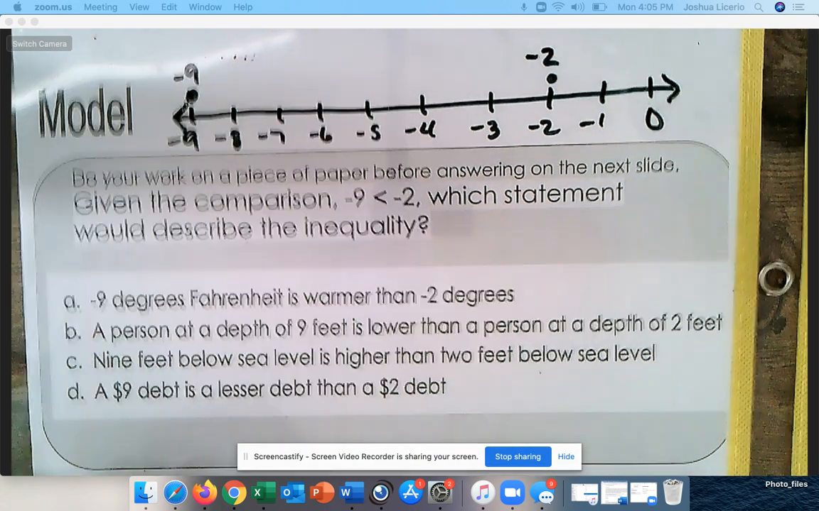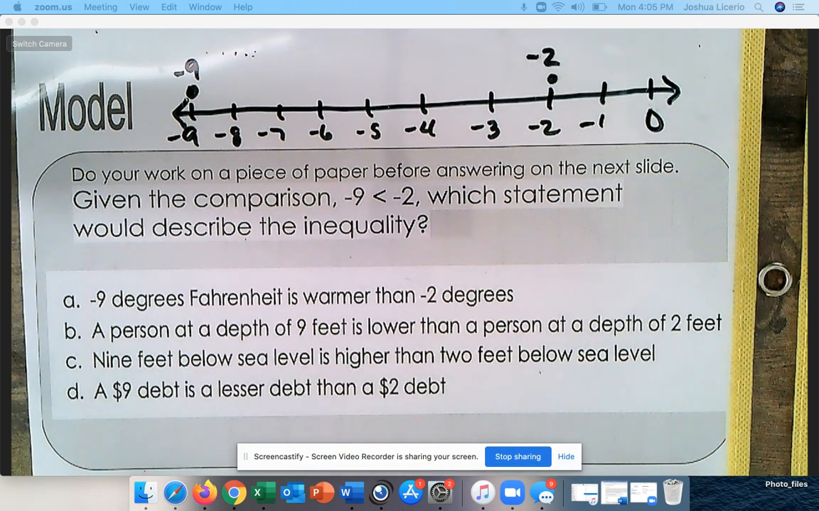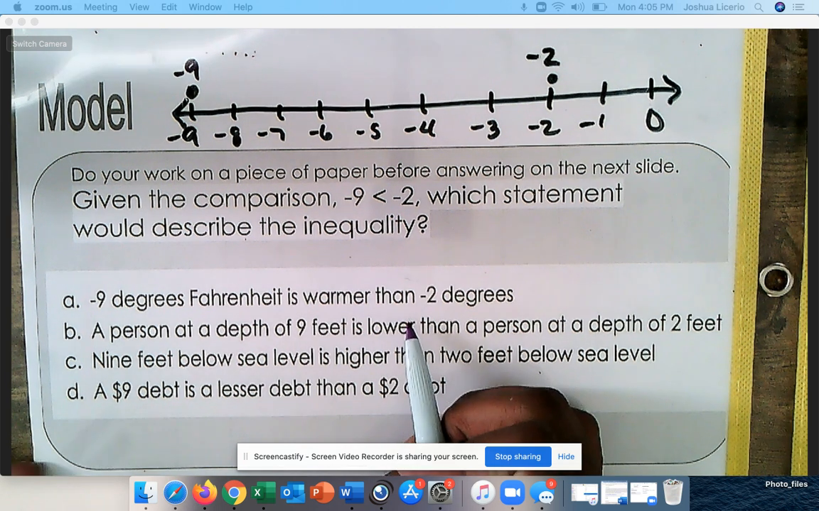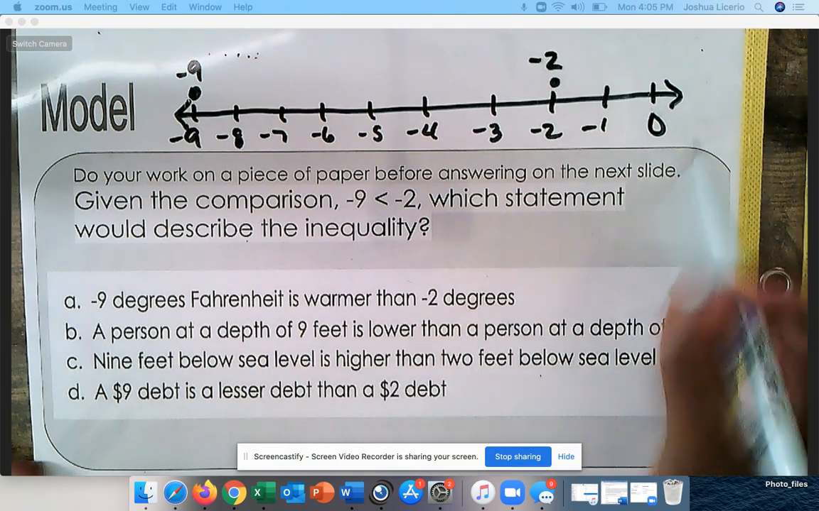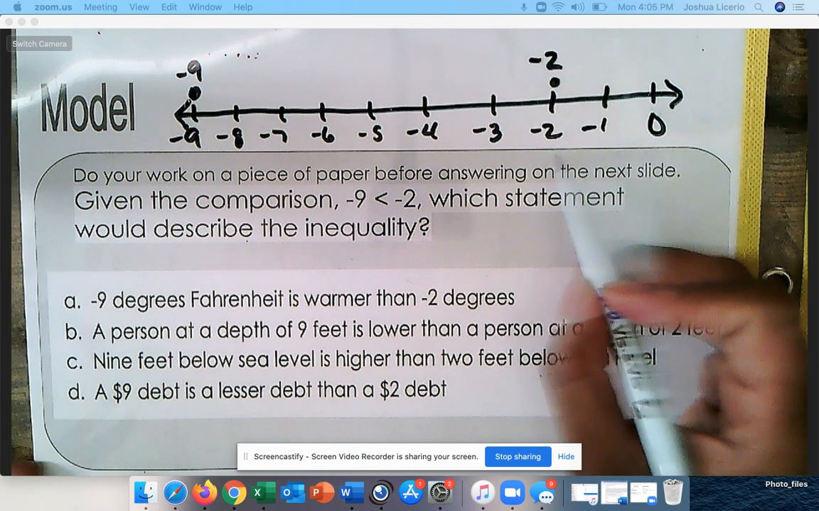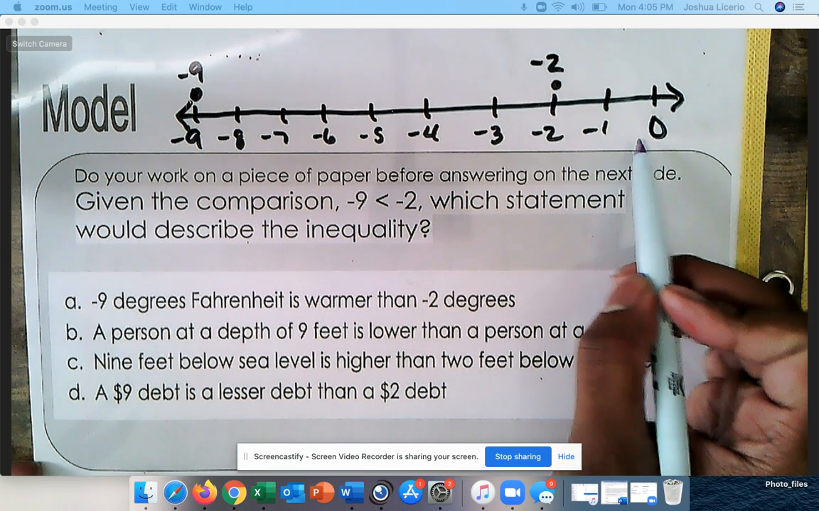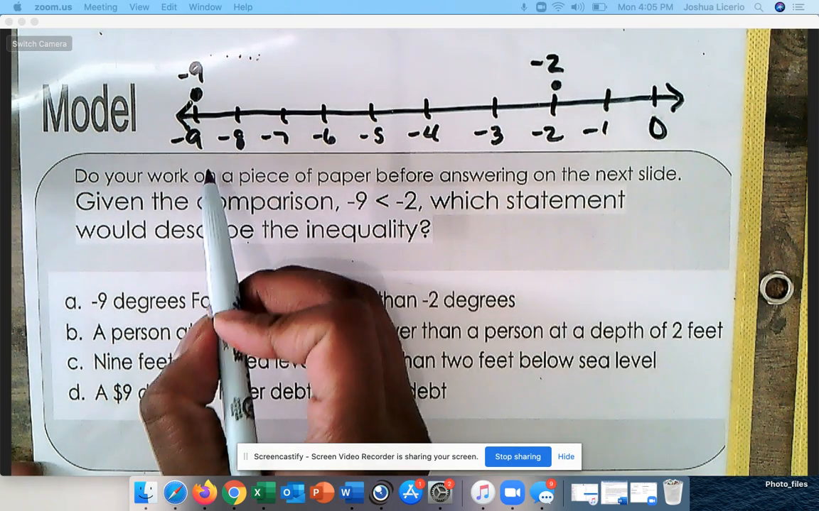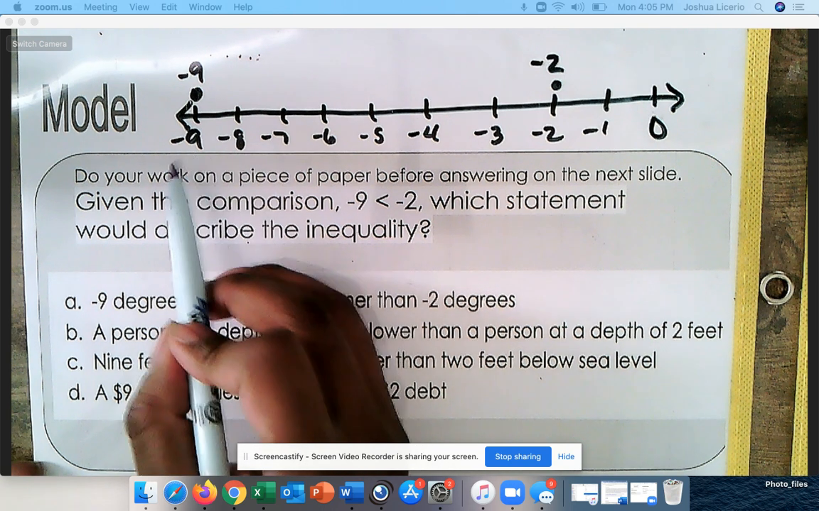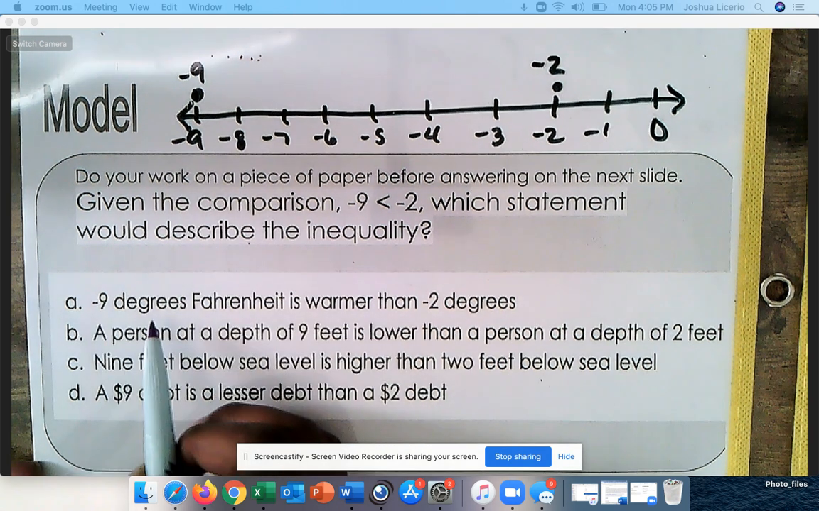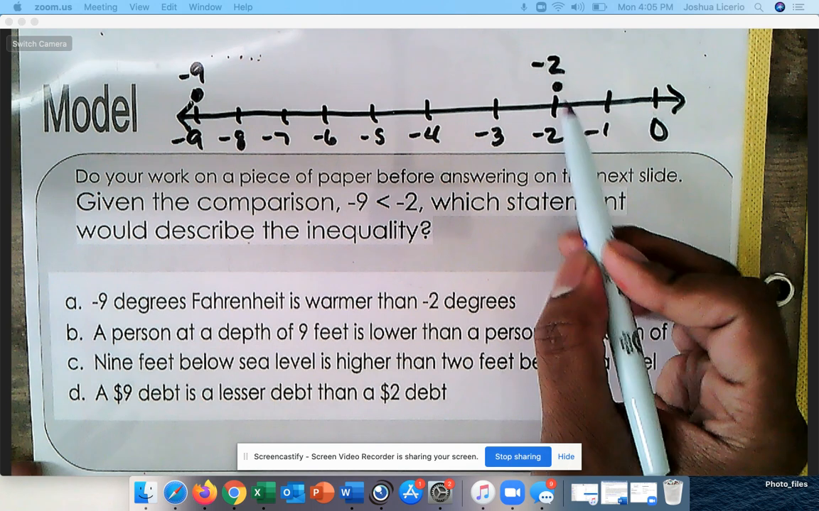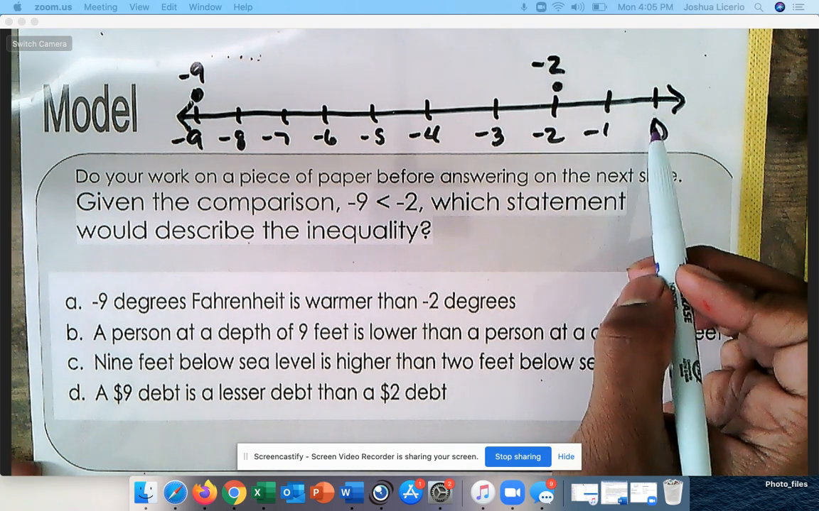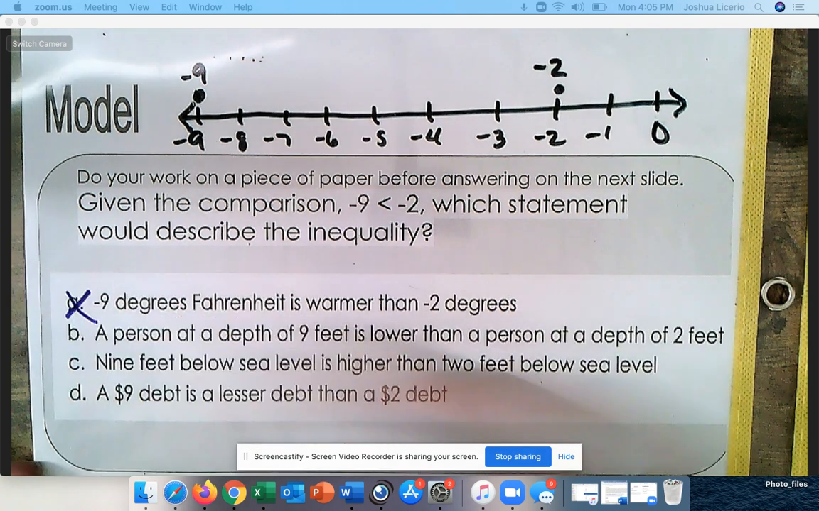So let's look at A. It says -9 degrees Fahrenheit is warmer than -2 degrees. Well, that's interesting, because you look at your number line, we know that the further away from 0 when it comes to temperature, the colder it is. So it doesn't make any sense that -9 degrees would be warmer, because -2 is actually closer to 0, which would make it warmer. So A doesn't make any sense.